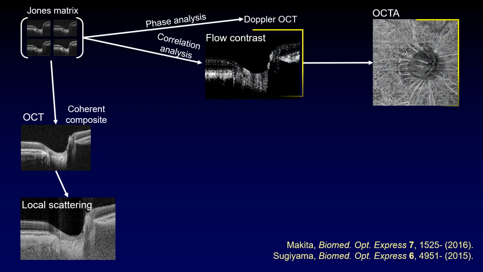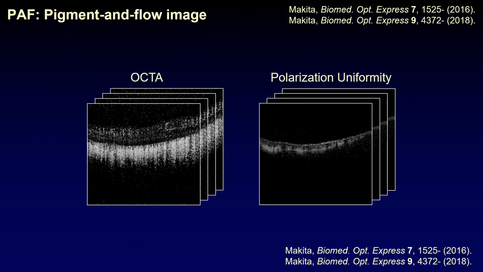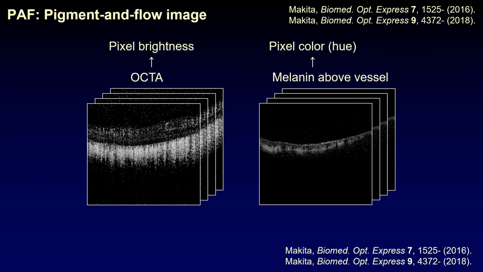So, by applying proper operators to the Jones matrix, we can obtain several clinically useful contrasts, and it includes the flow contrast and the polarization uniformity, which is known to be sensitive to the melanin. By combining them, we obtain a pseudo-color image, so-called pigment-and-flow image. To generate the pigment-and-flow image, we used OCTA to define the pixel brightness. From polarization uniformity, we estimated the amount of melanin existing above each pixel of interest, and used it to determine the color of the pixel.